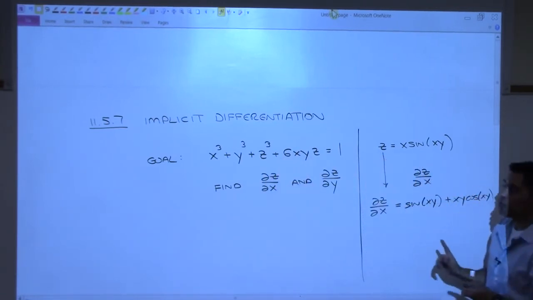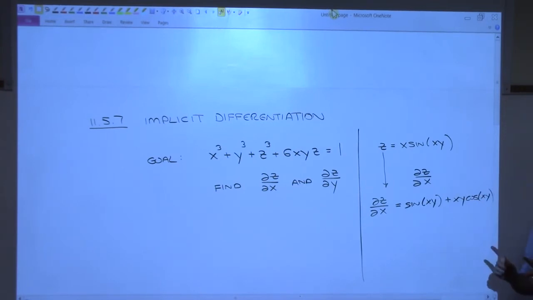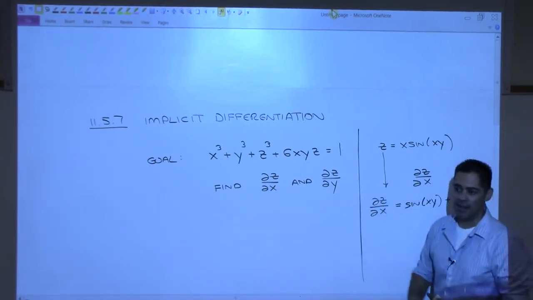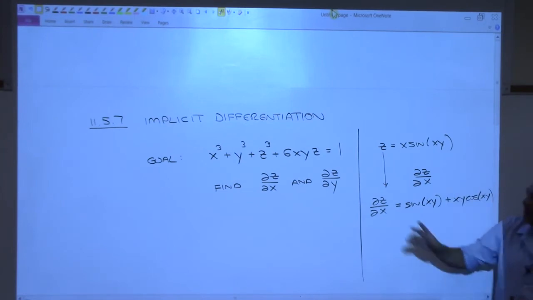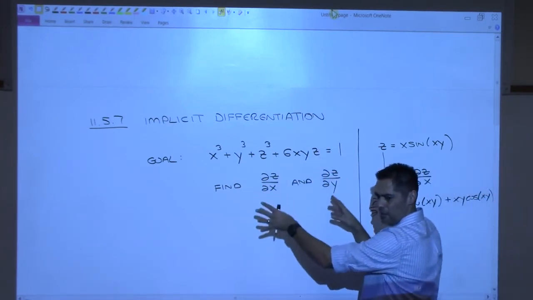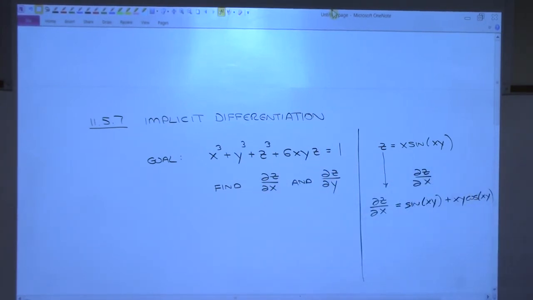So what we're going to try and do is come up with a formula that will allow us to do this a lot easier, okay? Rather than having to go through all this tedious stuff, all right? So let me see if we can come up with this formula. I hope it works out.